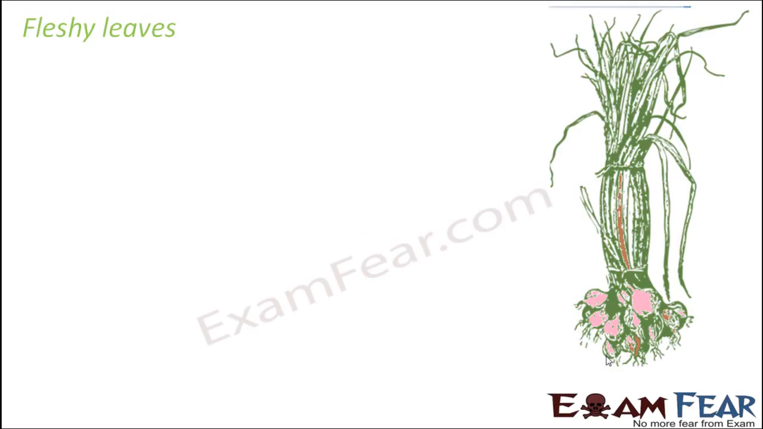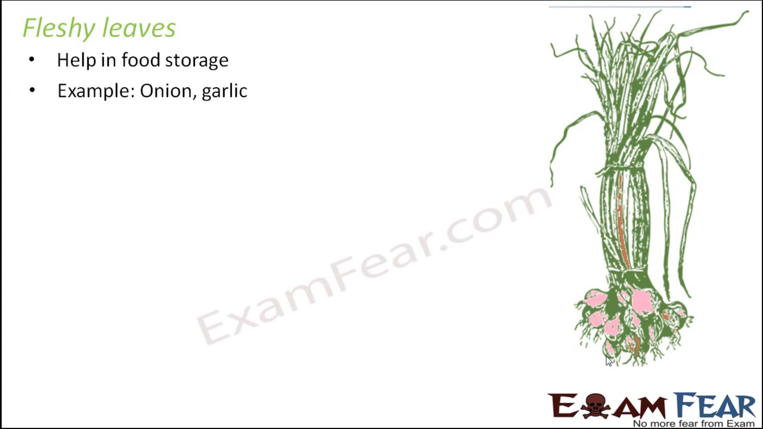The next one is the fleshy leaves. In some plants the leaves are extremely fleshy, so fleshy that they act as storage organs. So they help in food storage. Examples would be onion and garlic. You would have seen that in an onion you have concentric layers of leaves one after another. So many leaves are present because they are the organs of food storage. Similarly in the case of garlic as well.